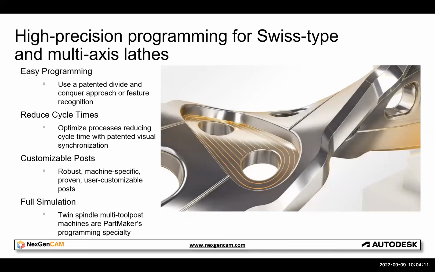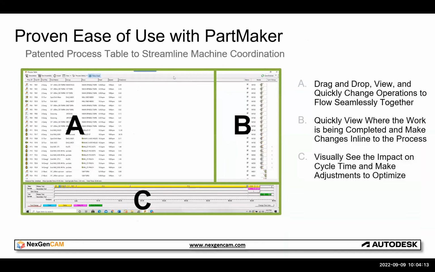So digging into the next slide here, this is the place where we take that purpose-built idea, and we've got a patented process table. This is the process table in PartMaker. We're going to be going back to it over and over again. It's really nice because in section A, you can drag and drop, you can put things in there, and this is coordinating the whole machine together.